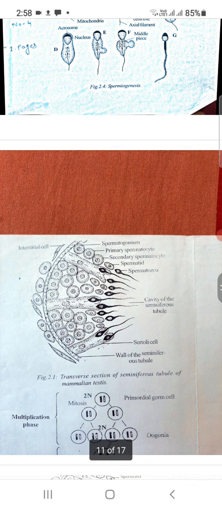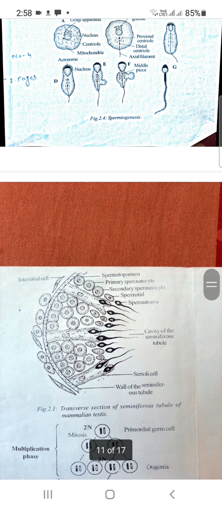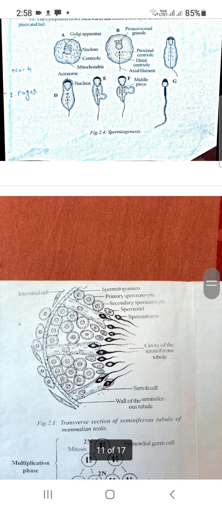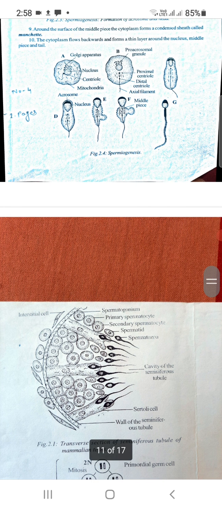This is the wall of the seminiferous tubule, and the interstitial cells are present there. The germinal epithelial cells attached to the wall of the seminiferous tubule form the spermatogonia. The spermatogonia are transformed into the primary spermatocyte. The primary spermatocyte is transformed into the secondary spermatocyte. The secondary spermatocyte is transformed into the spermatid, and finally the spermatid is transformed into the sperm.